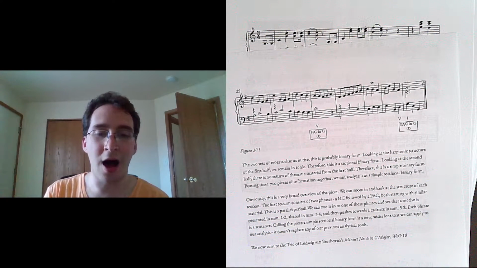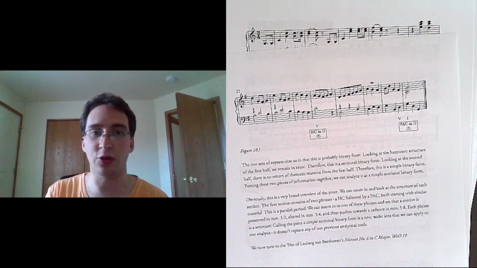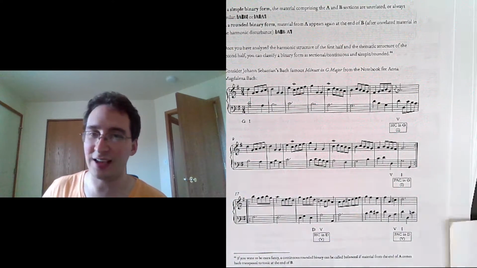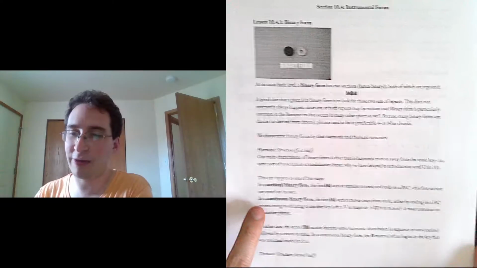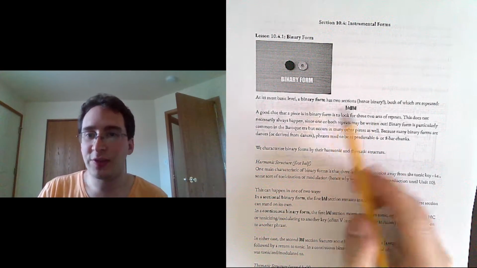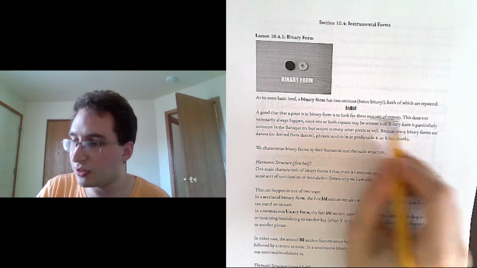Yep. So we have taken a listen. Clearly it has two sections to it. So how can we analyze binary forms? What are some characteristics that we might observe? Well, first off, we need to know that it's binary. So the big thing is to look for those two sets of repeats.